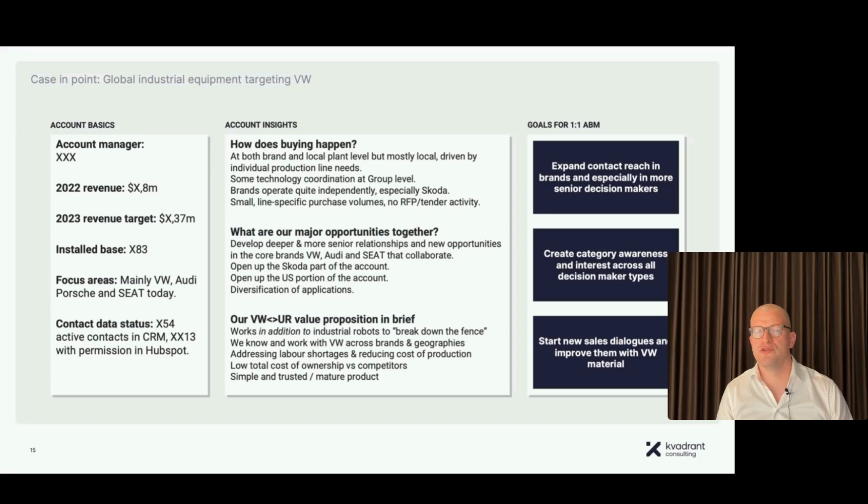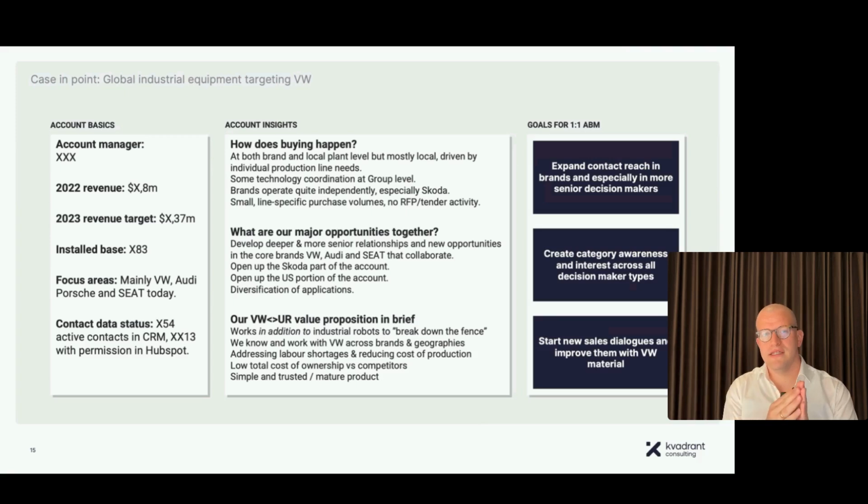Understand our major opportunity spaces. So exactly where in this account are we lacking contacts or awareness or influence? And what's our joint value proposition? And those things turn into goals that we align on.